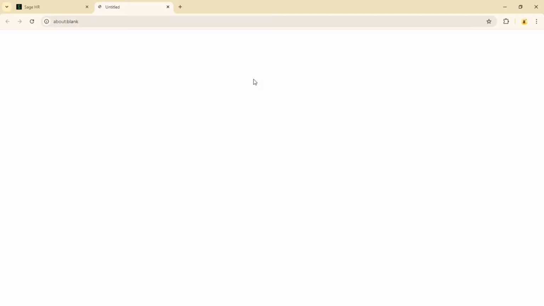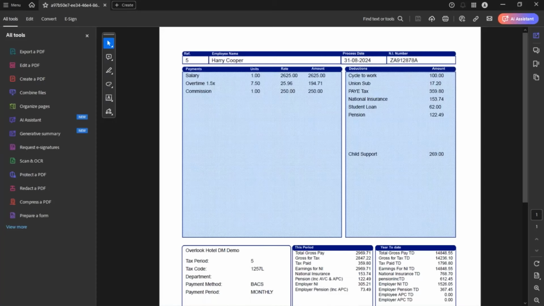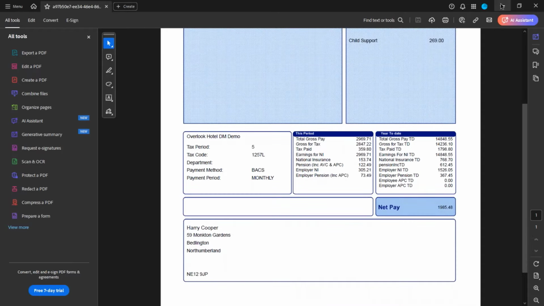That downloads as more of a traditional payslip view. So it's looking something like this. So that can then be forwarded on or printed as required.